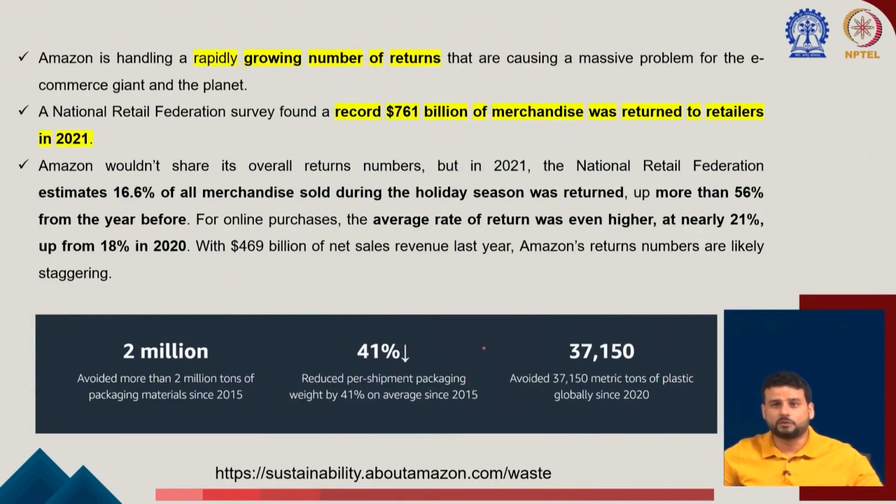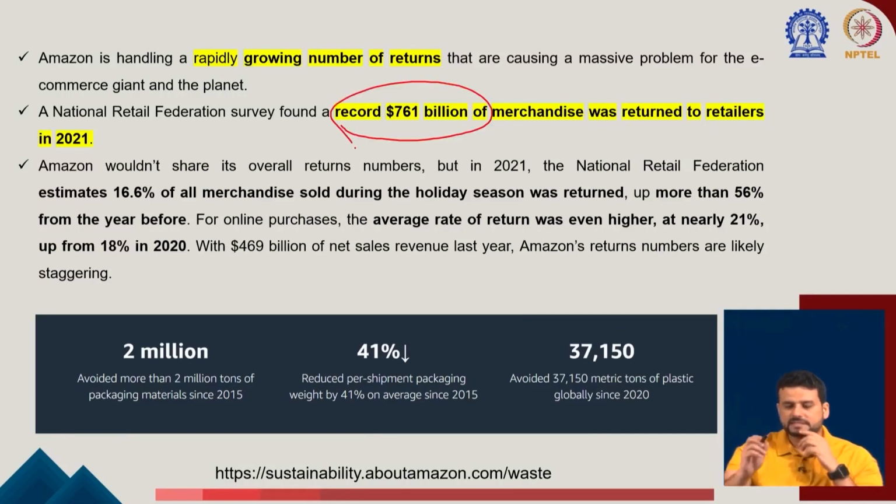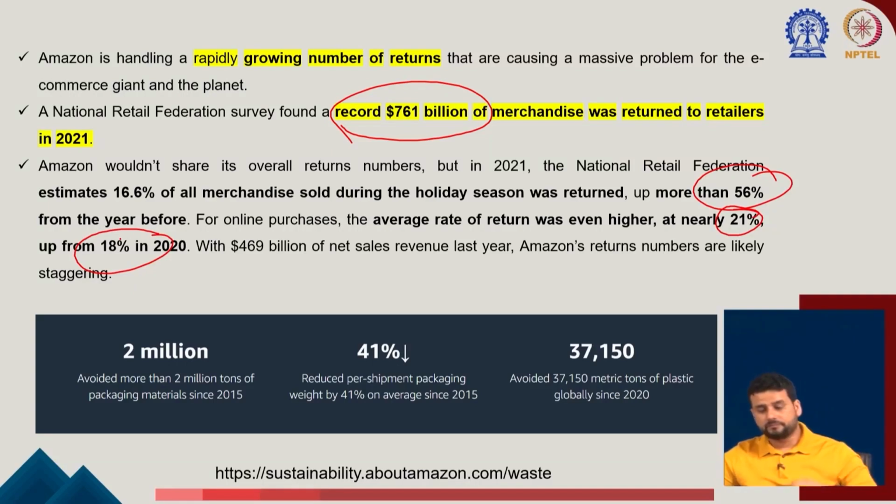So already we talked about the e-logistics or e-commerce industry, where many products are coming back. You can see a record $761 billion of merchandise was returned to retailers in 2021, and this is increasing year over year. You can just compare the figures: a 15-20% increase every year. So how to manage that?